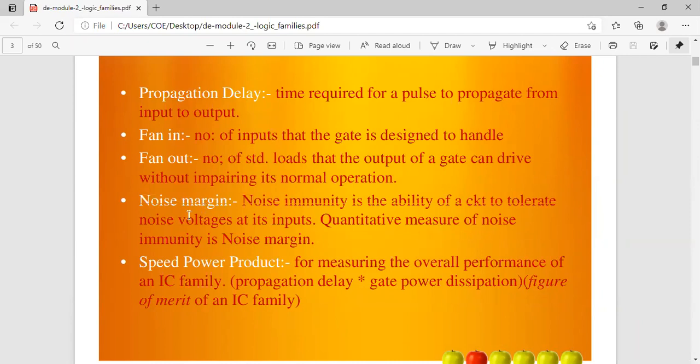And then noise margin. That means every digital application circuit has a disturbance, a form of unwanted signal, but what is the level of negligible or tolerable or allowable value? So noise immunity is the ability of a circuit to tolerate noise voltages or noise currents at the inputs as well as outputs.